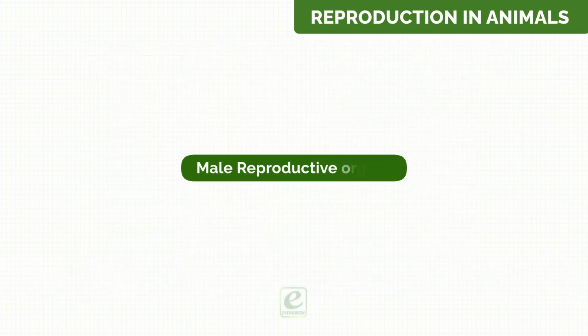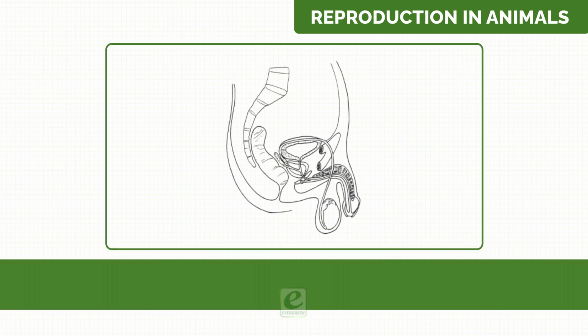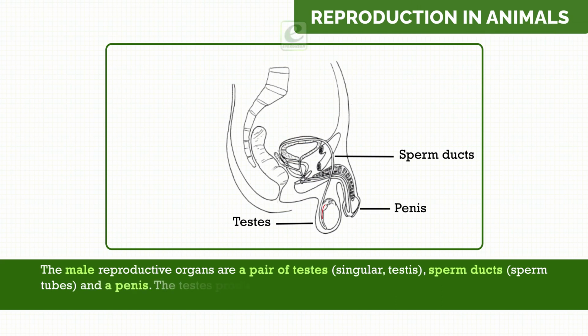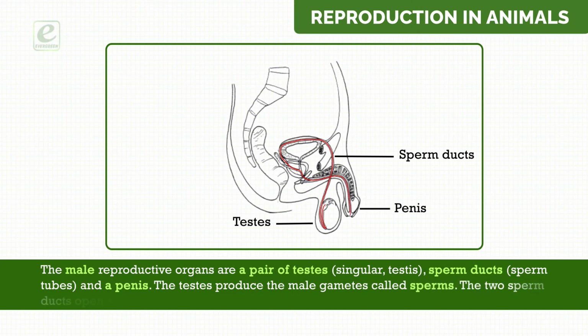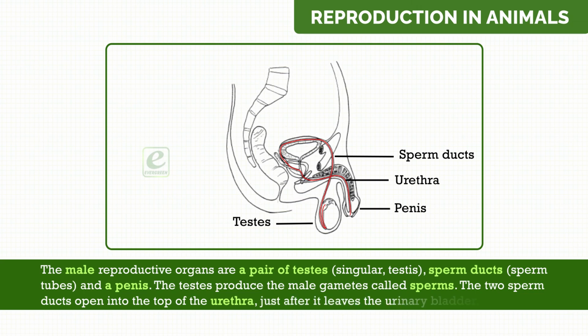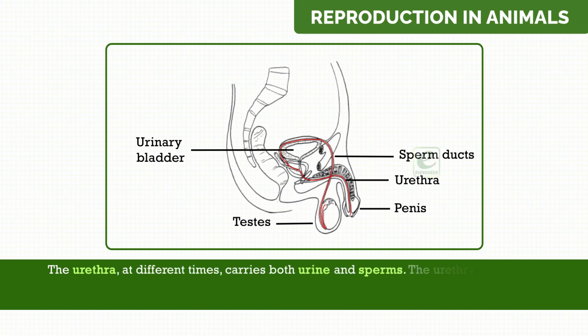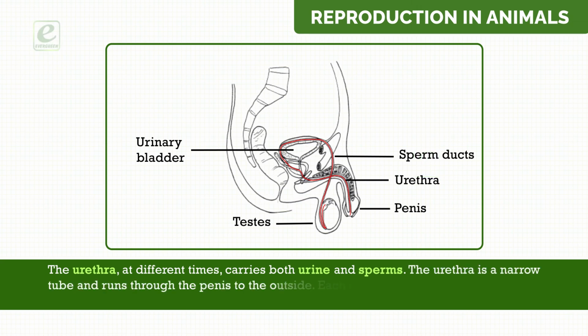Male reproductive organs. The male reproductive organs are a pair of testes, singular testis, sperm ducts, sperm tubes, and a penis. The testes produce the male gametes called sperms. The two sperm ducts open into the top of the urethra, just after it leaves the urinary bladder. The urethra, at different times, carries both urine and sperms. The urethra is a narrow tube and runs through the penis to the outside.